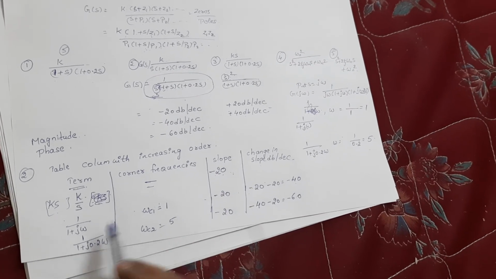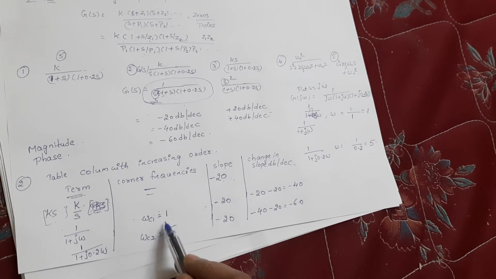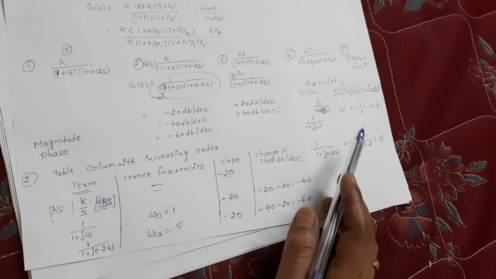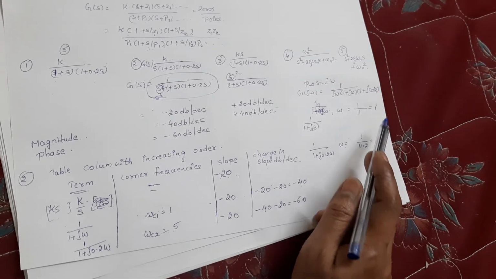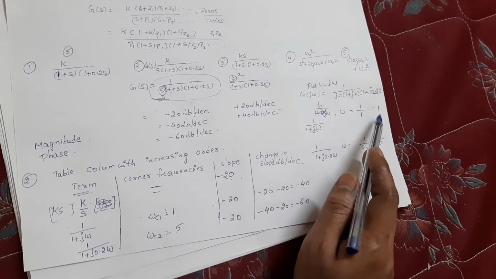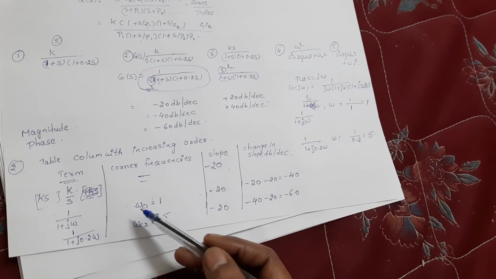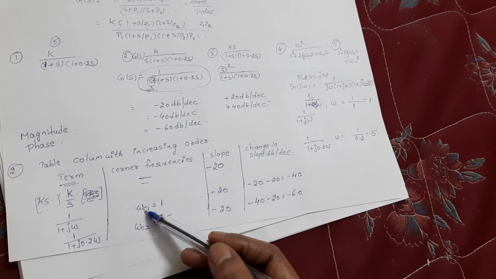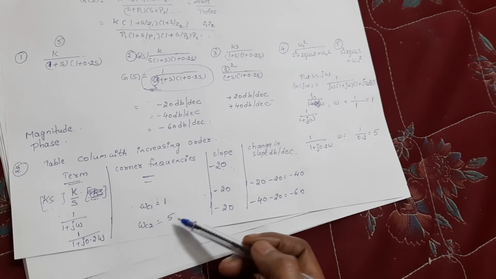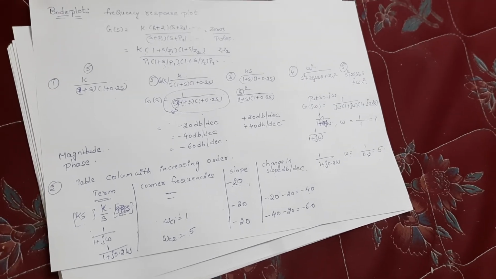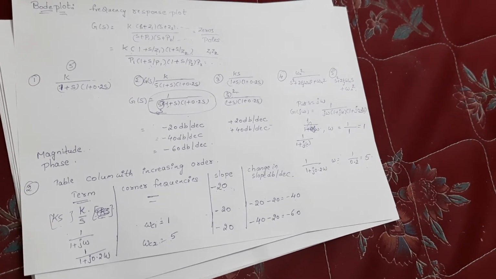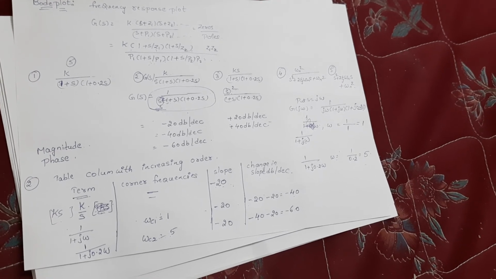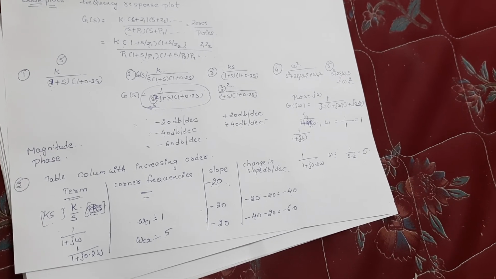Again you write these corner frequencies in increasing order. That is why first you have to do the rough work and check which is highest and which is lower, and then mention the lower value first as omega c1 and then omega c2 for the higher corner frequency. In the next video I will explain with an example how to do the calculations. Thank you.